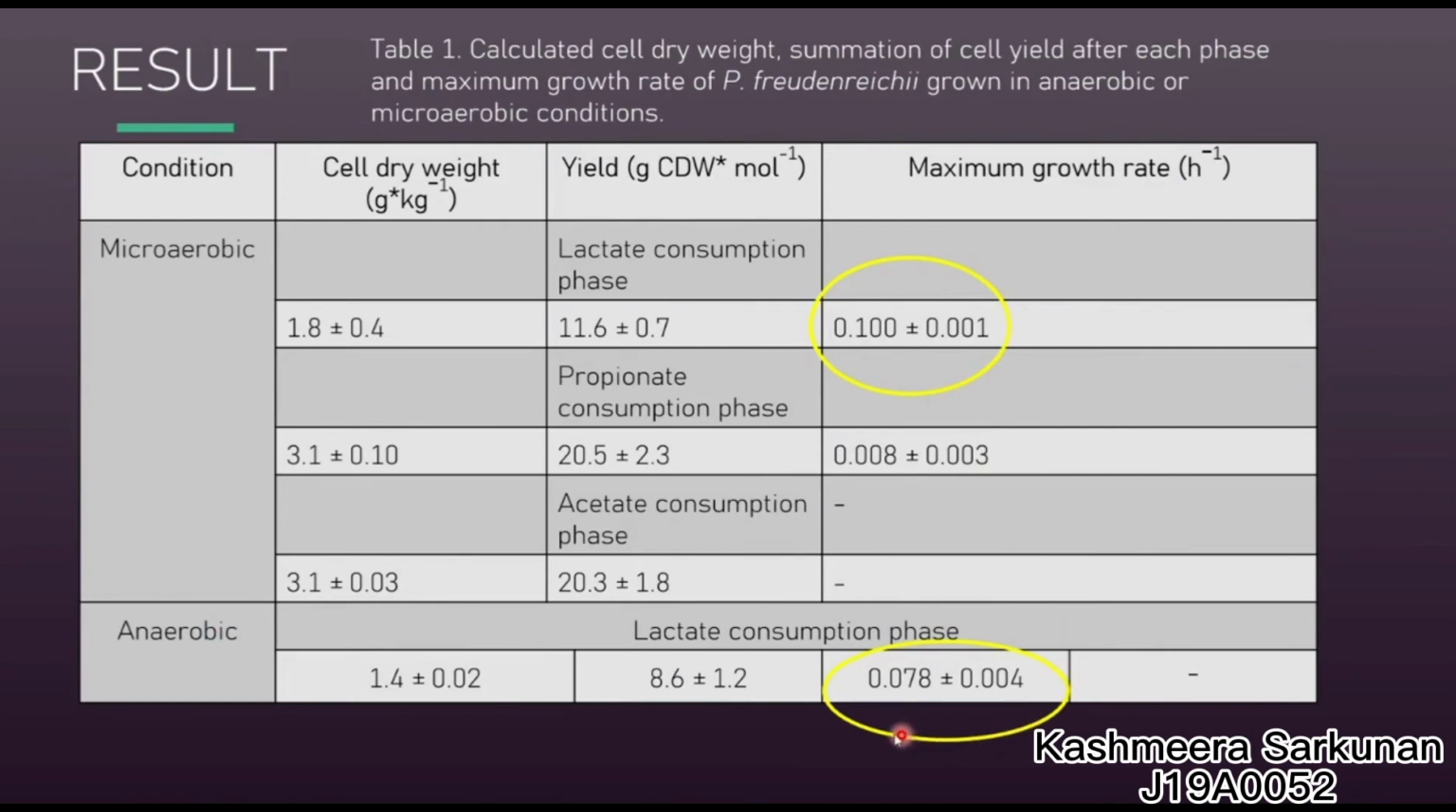So as I told you earlier, there is an average yield of the lactate consumption phase in anaerobic condition, which is proven here, and in microaerobic condition there is a higher yield when compared to other phases, including anaerobic condition.